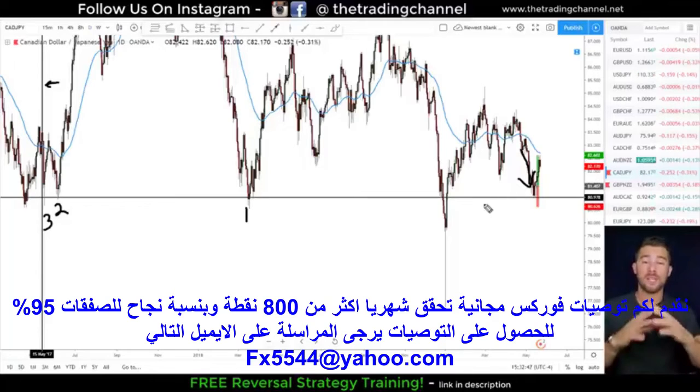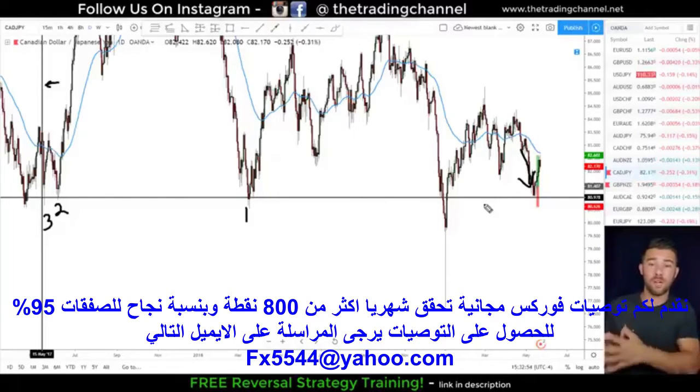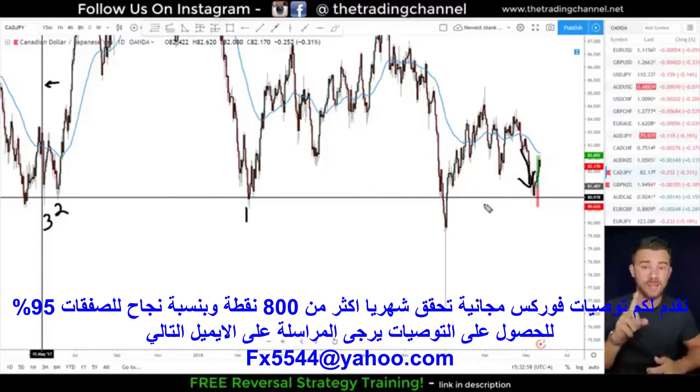That's the first technique. The first technique is do not trade reversals just out in the middle of nowhere. Only trade them whenever you have a higher time frame structure that lines up with a lower time frame reversal. So that's technique number 1.